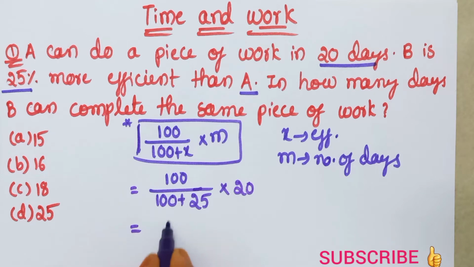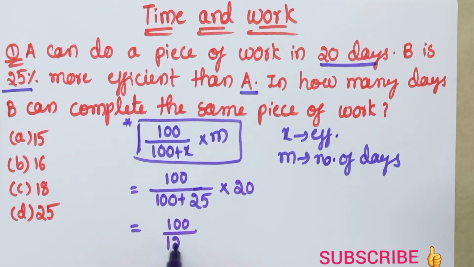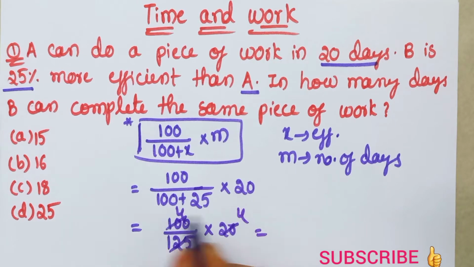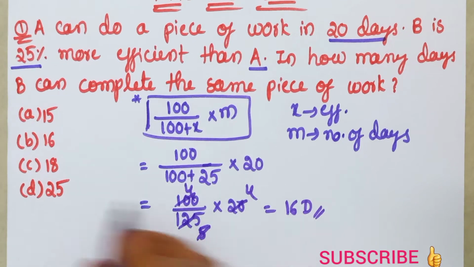So if we simplify this, we get 100 by 125 into 20. So 25 fours are 100, 25 fives are 125, and 5 fours are 20. So 4 fours are 16. So the number of days taken by B is 16 days. That is there in option number B.